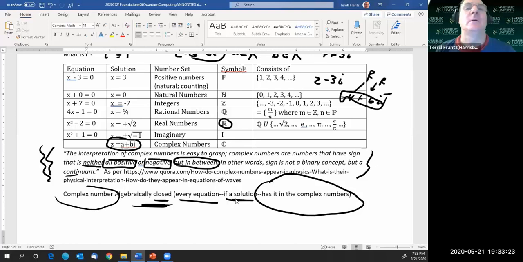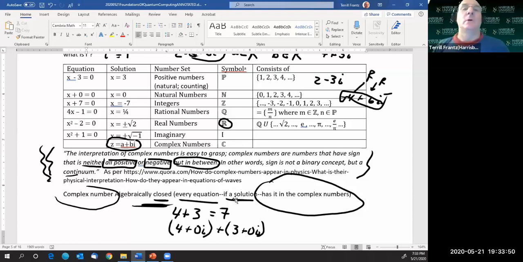The number 4 plus 3 equals 7 could actually be thought of as a complex number, where this is the same as 4 plus 0i plus 3 plus 0i. So clearly 0 times anything is 0. So really the numbering system that we've been using our whole lives, the simple real numbers or rational numbers or natural numbers, are indeed a subset of complex numbers, because all of those numbers can easily be converted into a complex number, and in fact they are complex numbers.